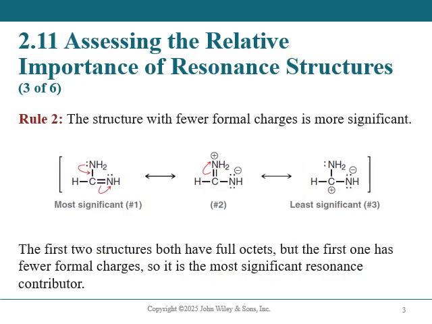Rule number two, the structure with fewer formal charges is more significant. So the less spread out, the less polarized the system becomes, the more stable the entire system overall is. If you look here, we have three structures. The most significant is going to be the one on the left, and the least significant will be the one on the extreme right. The first two structures both have full octets, but the first one has fewer formal charges. So that means that we go from most significant, somewhere in between, to very little significance at all.